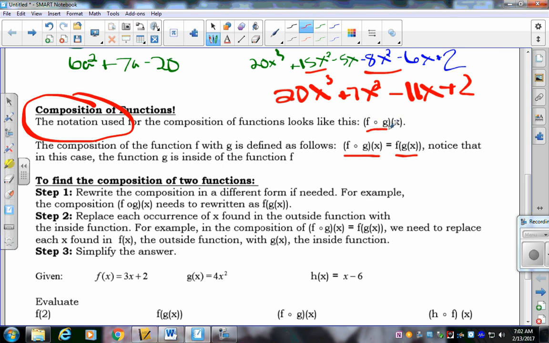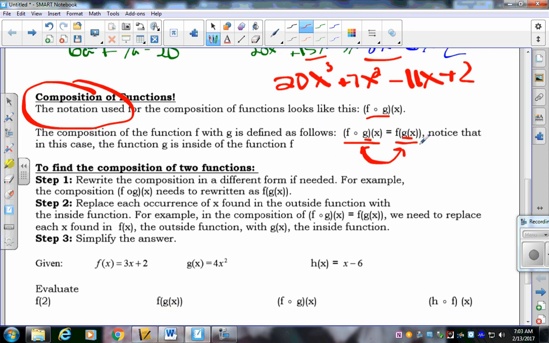So this is not fog, okay? This is read as f of g of x. And whether it's displayed this way or this way, they're the same thing. But notice, no matter what, the g is on the inside. So whenever you're working with compositions, you're always going to work inside out.